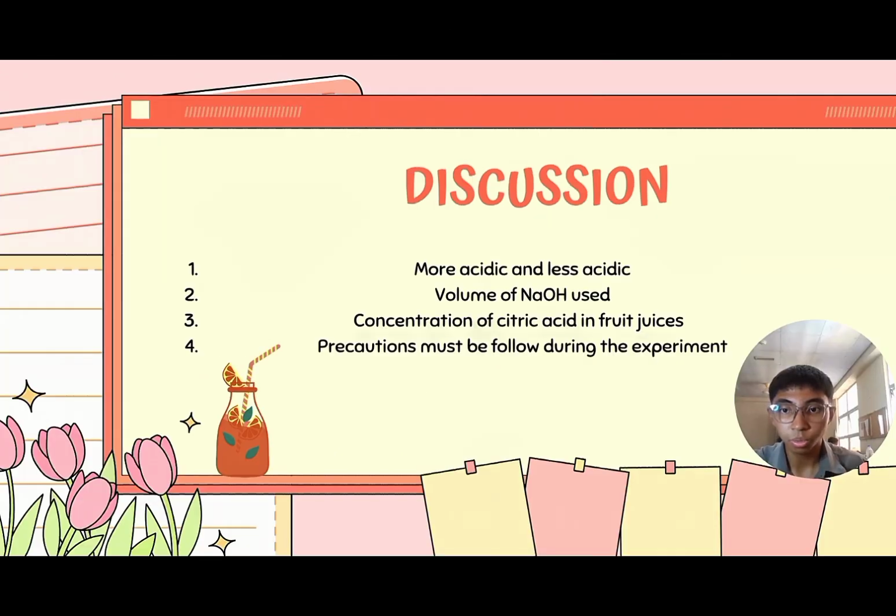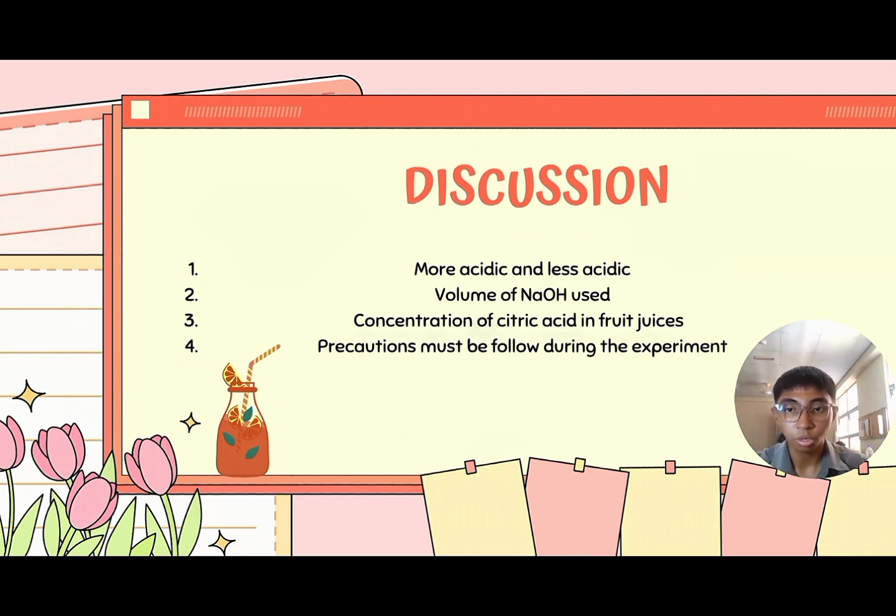Okay, so we go to the discussion. First is more acidic and less acidic. By using this method, we can determine which of the solutions is more acidic and less acidic. Orange juice and lemonade are used as samples for this experiment. Second is the volume of NaOH used. We have determined the amount of NaOH that is needed to neutralize the acid. The average volumes of NaOH used to neutralize orange juice and lemonade are 12.5 ml and 15 ml respectively. It shows that the volume of NaOH used for lemonade titration is higher than for orange juice.